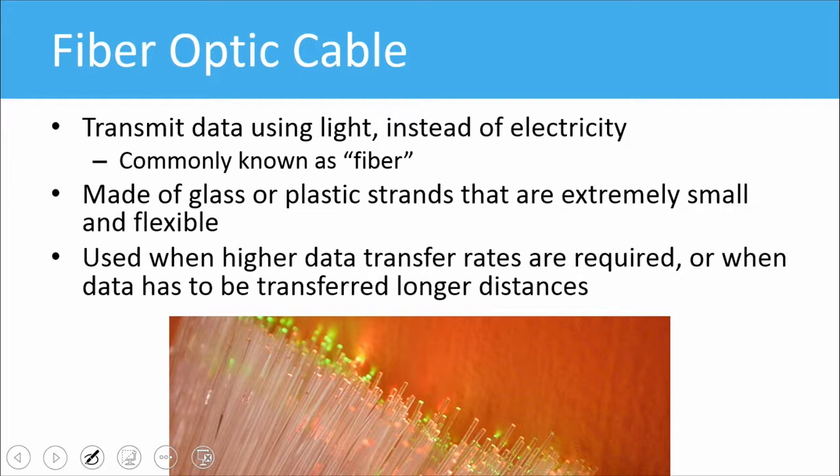They have incredibly higher data transfer rates, and they're used in situations when high data transfer rates are required, and also when data needs to be transferred longer distances. That's because data can travel at the speed of light, which is really fast. You've probably heard that, the speed of light. Also, light can travel a much longer distance than electricity can before the signal degrades. And so that's why it works so well. It also happens to be a little bit or a lot more expensive in some instances.